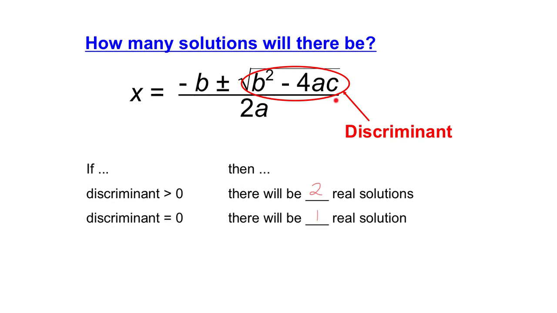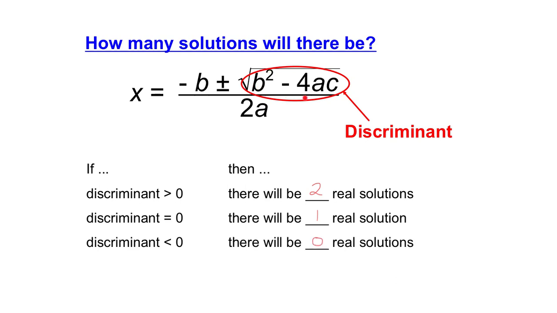Now, if that discriminant is equal to 0, well, the positive square root of 0 is 0, and the negative square root of 0 is 0. So you're going to add 0, or you're going to subtract 0. That ends up being the same thing. So really, you're not going to get two answers. You're only going to get one answer to the equation. You're going to get one real solution.